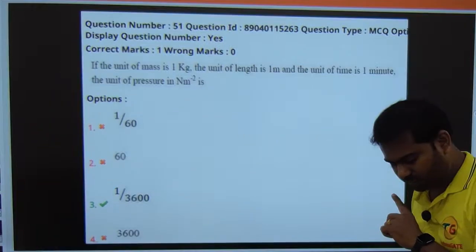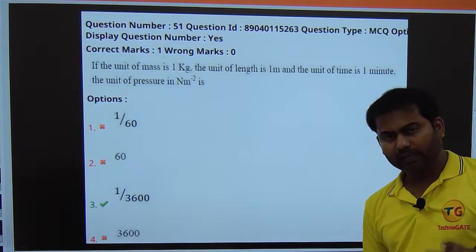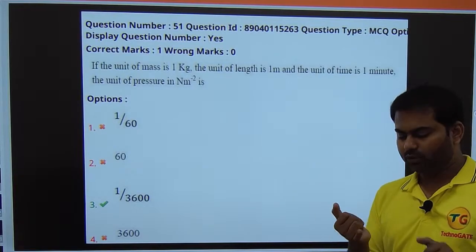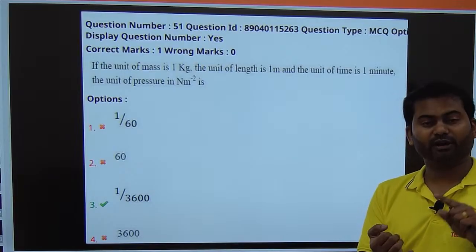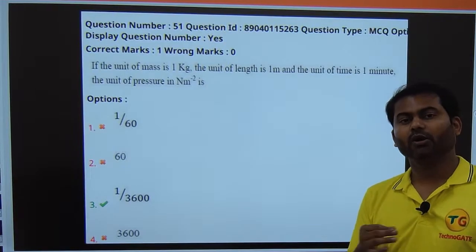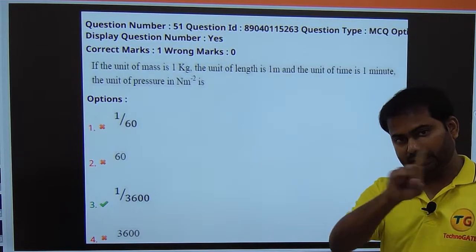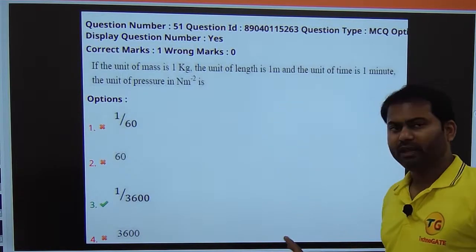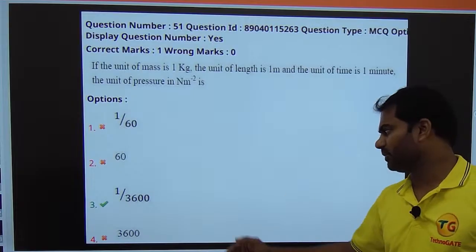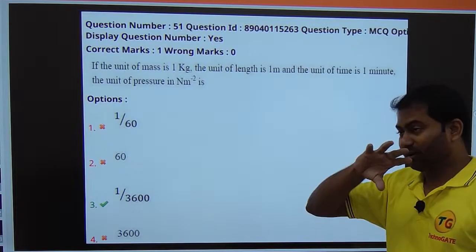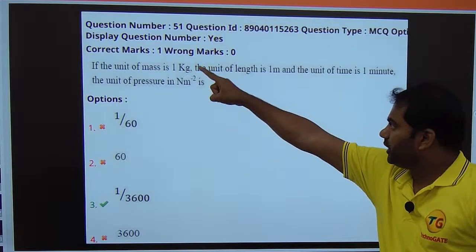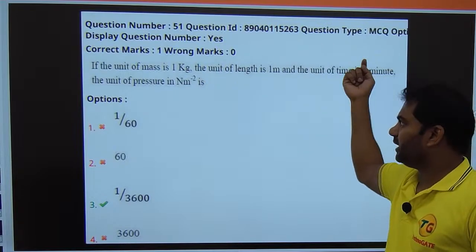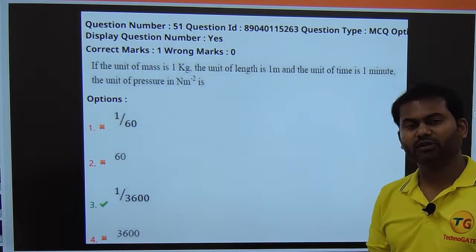ఈ క్వశ్చన్ డెఫినెట్గా I can say till now, out of all the last 4 years of papers, it's a tough question. 2022 ఇలాంటి క్వశ్చన్ రాలేదు, 2023లో రాలేదు, 24లో రాలేదు, 25లో వచ్చింది. And including both Telangana and Andhra papers. So it is a little bit confusing and generally people think that the answer should be 3600, but no. If you read and understand the question, the unit of mass is taken as 1 kg, length is taken as 1 meter, time is taken as 1 minute, then unit of pressure in Newton per meter square is.